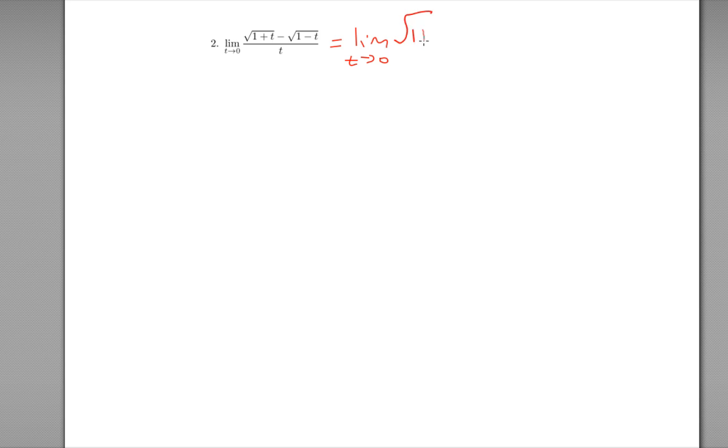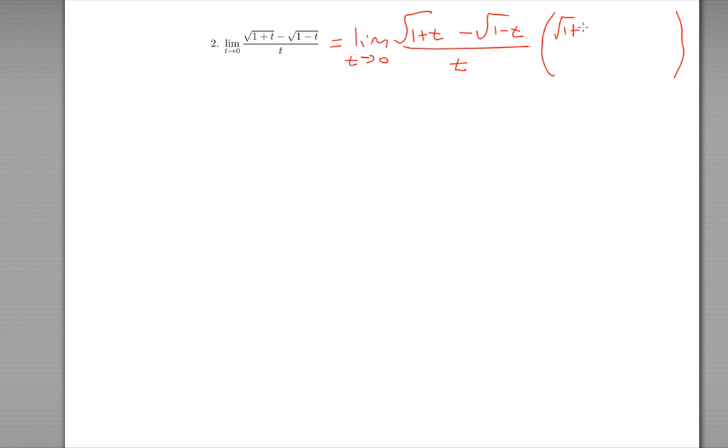square root of 1 plus t minus the square root of 1 minus t over t. And what we want to do is we want to multiply the top and the bottom by the conjugate of this. Now the conjugate of this is uglier than probably some of the examples you've seen before.